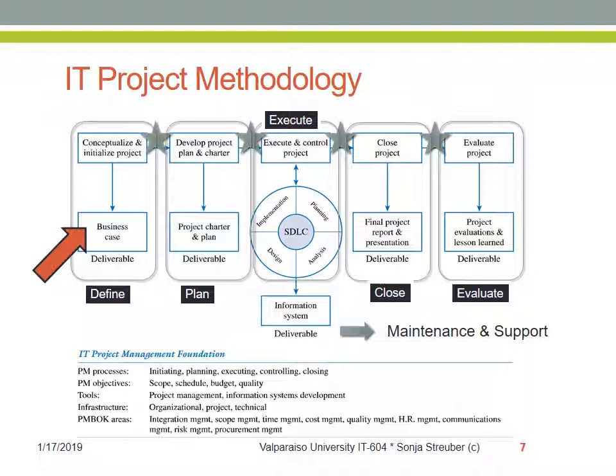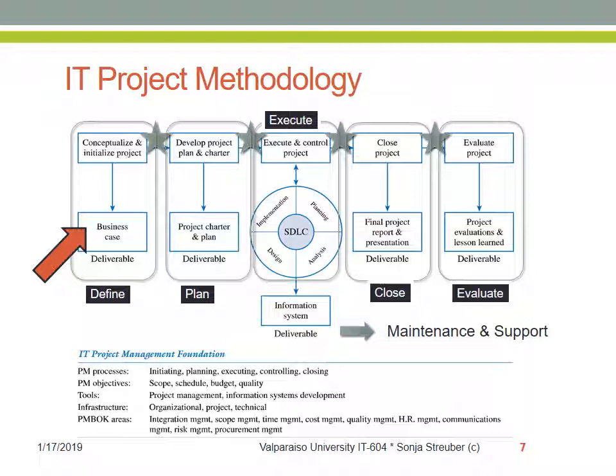And we're seeing that in the conceptualize and initialize project process group in the define phase, we have the business case as our deliverable. This business case is what will keep us busy for the rest of this module. For the plan phase, we have the project charter and plan as the major deliverable. For the close project phase, not surprisingly, we have the final project report and presentation as deliverable. And for the evaluate phase, we have the project evaluations and the lessons learned as the deliverable.